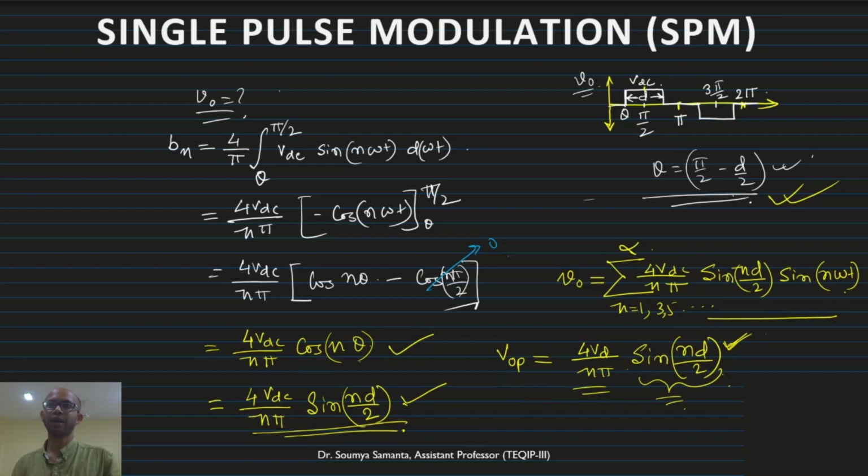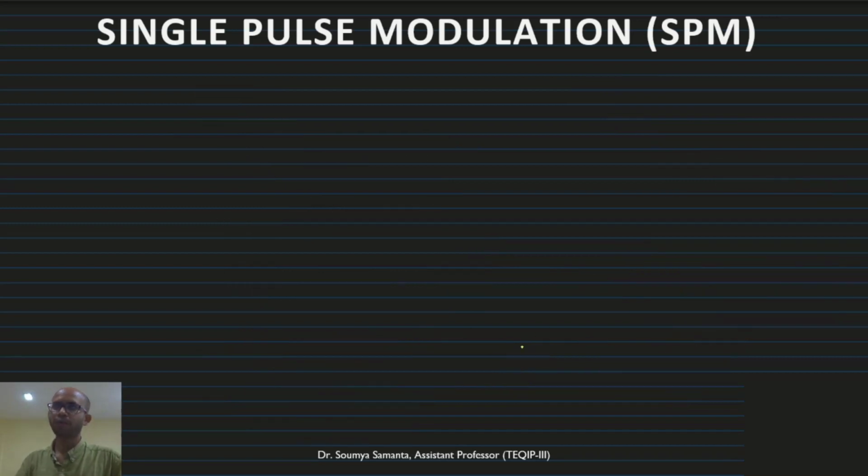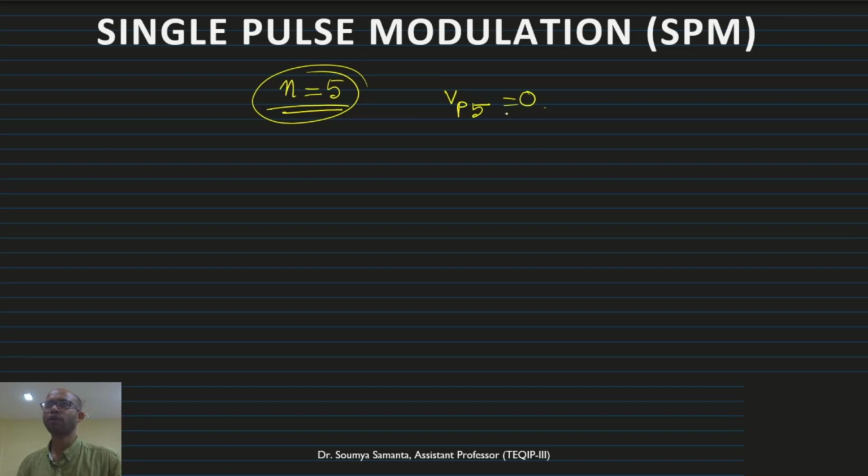Now, how can we do harmonic elimination? Suppose we want to eliminate a particular harmonic. This is the amplitude of any particular signal for a particular n value. Suppose we want to eliminate the fifth harmonic, n equals 5. This is the peak value for the fifth harmonic, and we have to make it 0.